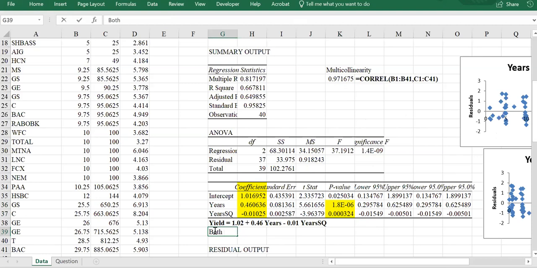both years and years squared are significant. They both have a significant relationship with yield. What does this tell us? How do we interpret this?